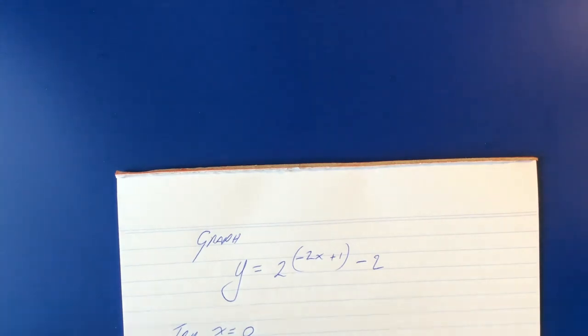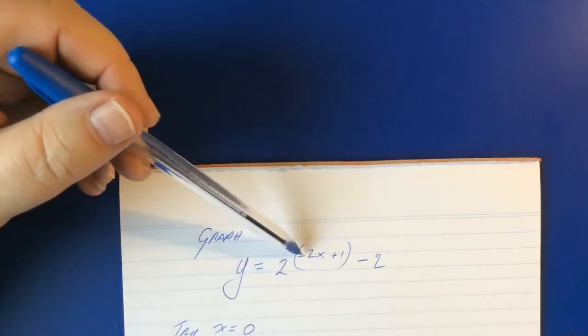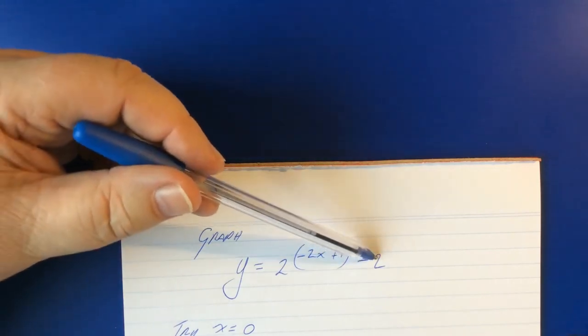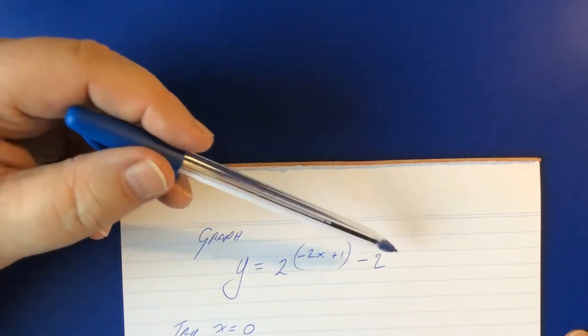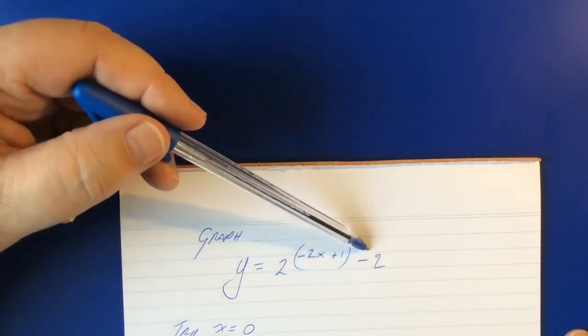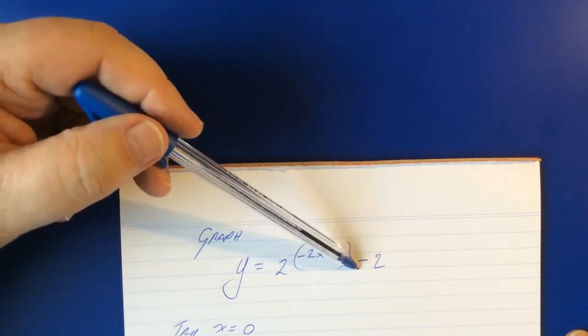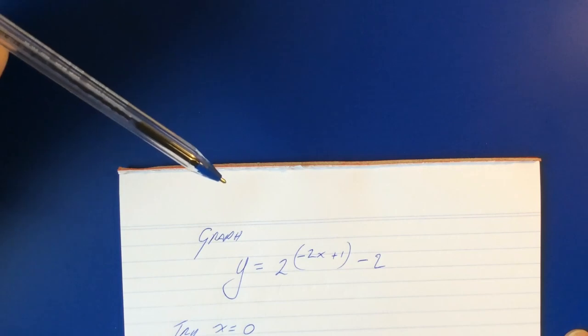The job today is to try and graph this exponential function: y equals 2 to the negative 2x plus 1, minus 2. Those of you who are familiar with exponential functions may well realize that this is some indication of an asymptote. And we'll look at that as we move further along.